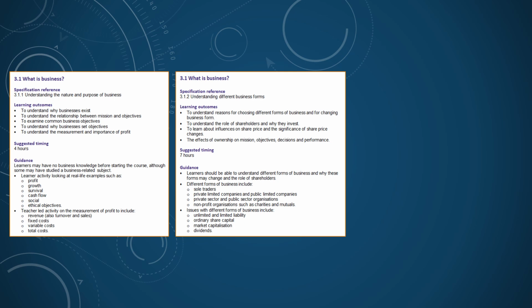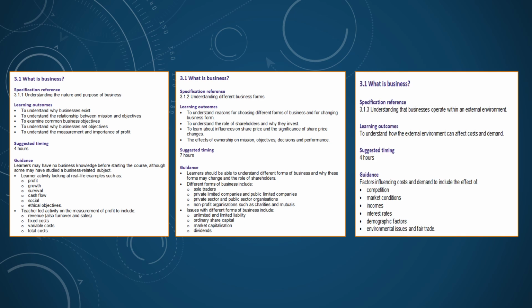Again, 4 learning outcomes, suggested time on this 7 hours, a bit further guidance there as to what you should know and understand. And finally, 3.1.3, understanding that businesses operate within an external environment. Just 1 learning outcome, 4 hour suggested timing, and again a bit further guidance. So that is an overall snapshot of what Unit 1 looks like, and we will look at that in a bit more depth further on in this presentation.